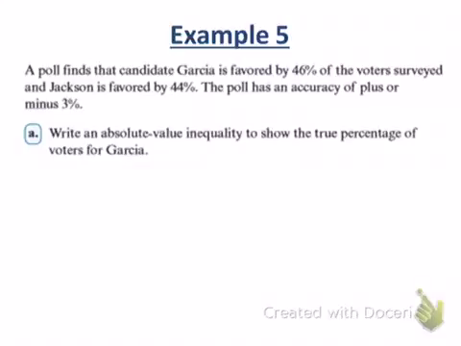Here we go. Word problem. A poll finds that candidate Garcia is favored by 46% of the voters surveyed, and Jackson is favored by 44%. The poll has an accuracy of plus or minus 3. Write an absolute value inequality to show the true percentage of voters for Garcia.